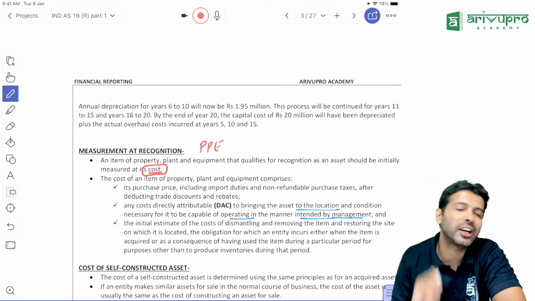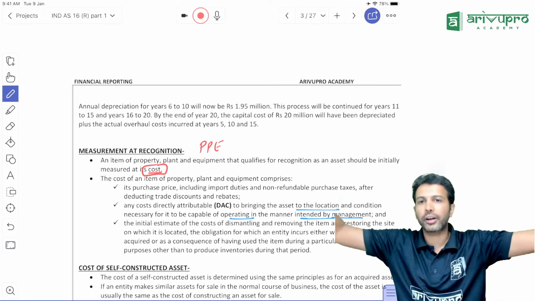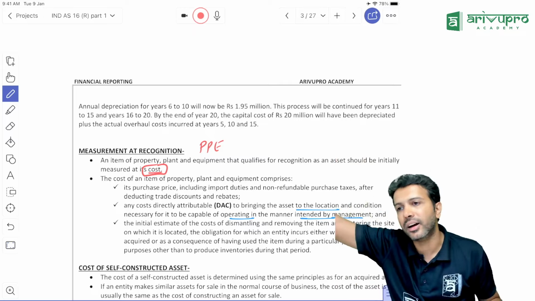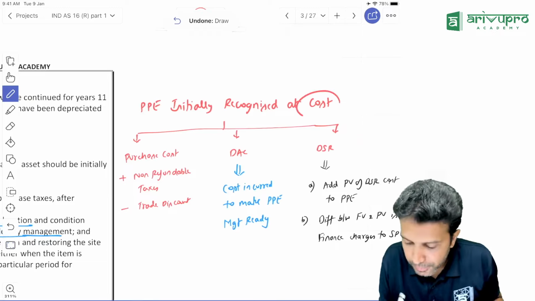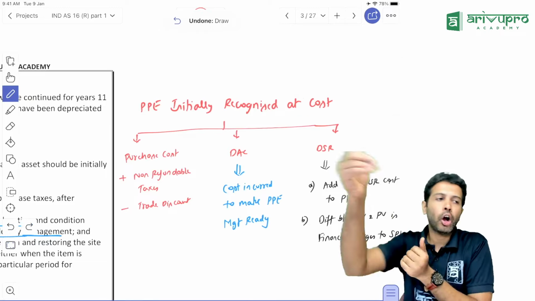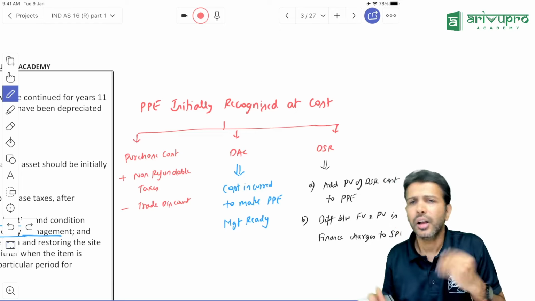All the PPE are initially recognized at cost. The cost for this purpose, we can put it under 3 buckets or categorize them under 3 buckets. I've written it here for you. Initially, all PPE are recognized at cost. Cost for this purpose, one, you can call it a purchase cost.